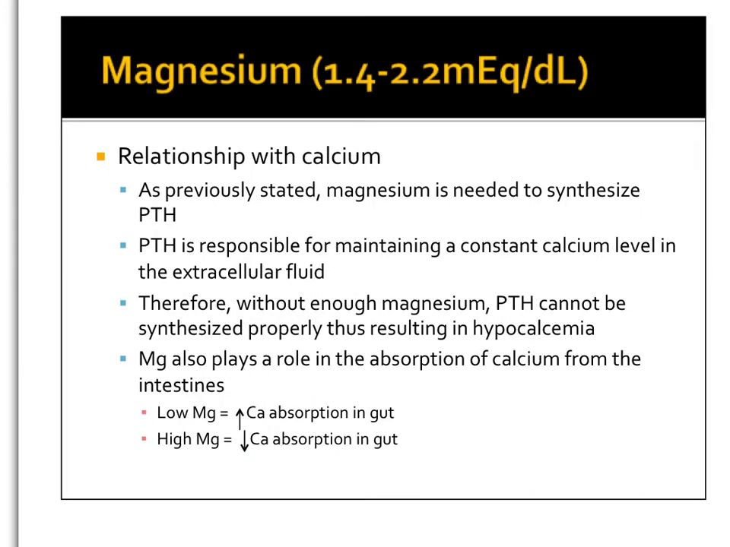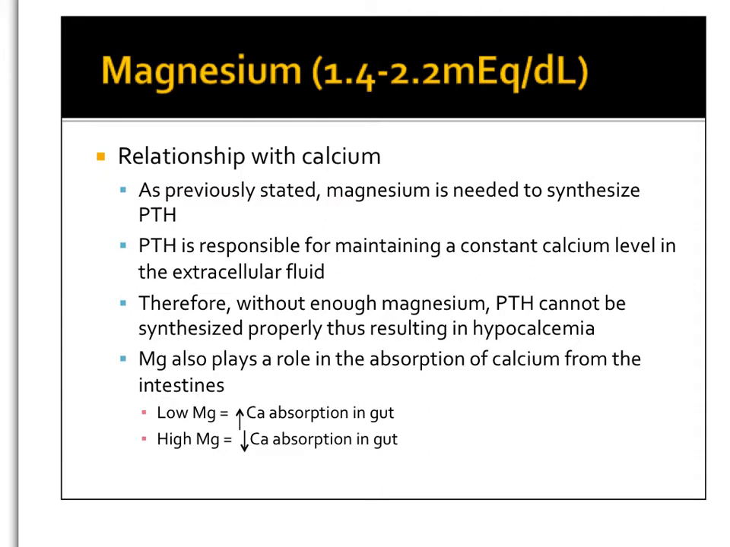I mentioned already that there is a relationship with magnesium and calcium. Now, on the previous slide, I talked about how magnesium is needed in the synthesis of parathyroid hormone. Well, why is this important? We're going to get into it a little bit later, but just to start that conversation, parathyroid hormone is responsible for maintaining a constant calcium level in the extracellular fluid. Therefore, if you don't have enough magnesium, you can't make parathyroid hormone.